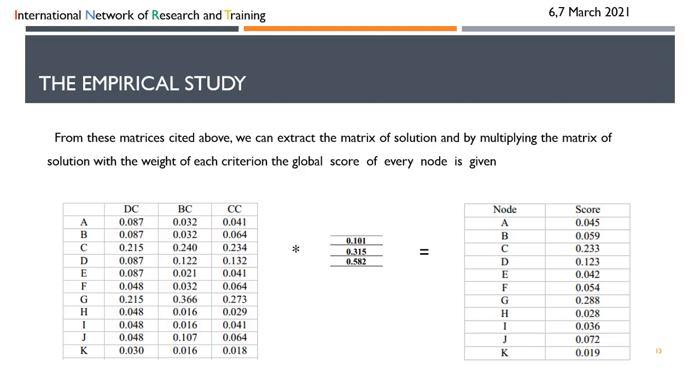And from these matrices, the matrices of degree centrality, betweenness centrality, and closeness centrality, we can extract the matrix of solution, and this is the matrix of solution on the left. By multiplying the matrix of solution with the weight of each criterion, the global score of every node is given.